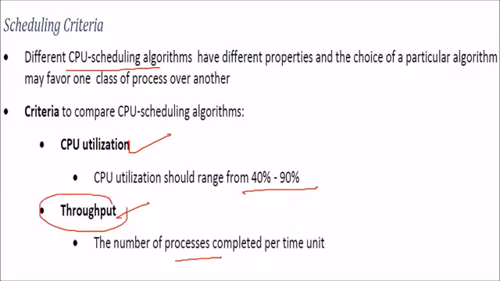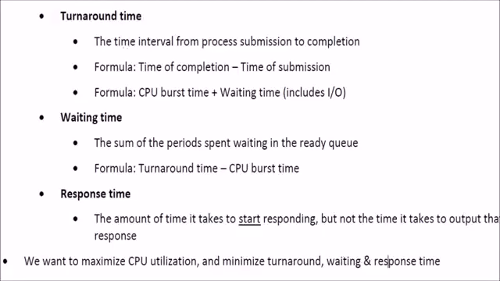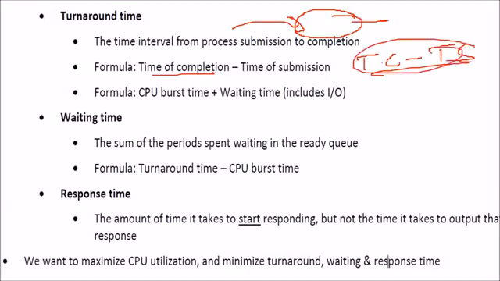This throughput, the number of processes completed, has to be as maximum as possible. Then we have turnaround time. That is, when you submit the process and the time it completes, the time in between is the turnaround time. That is the time of completion minus the time of submission. This difference is nothing but the turnaround time.